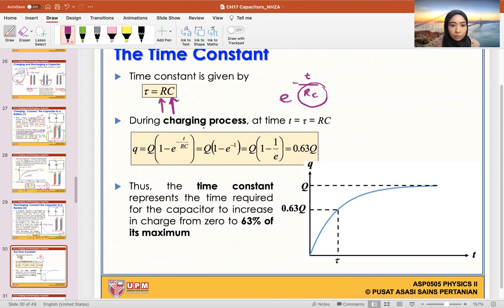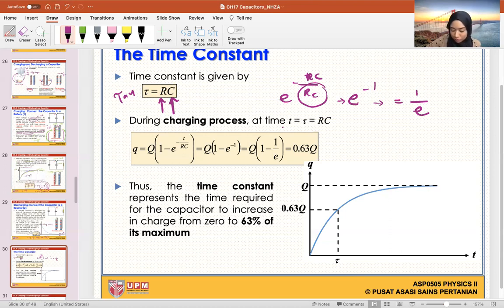So during a charging process, we know this equation is Q equals maximum Q times 1 minus e to the power of minus t over RC. So this is at time t equals tau. Sorry, I forgot to mention, this is called tau. Tau is the time constant. So when t is equal to tau, which means this is RC over RC, I will get e to the minus 1. e to the minus 1 is equal to 1 over e. So my equation now becomes Q times 1 minus 1 over e. For 1 over e, just use your calculator. I actually don't know what the value is.